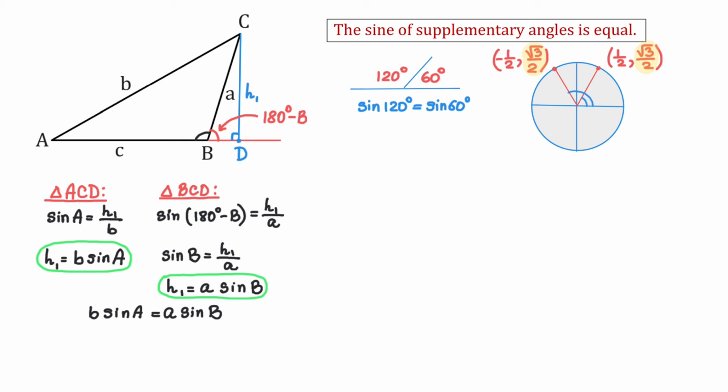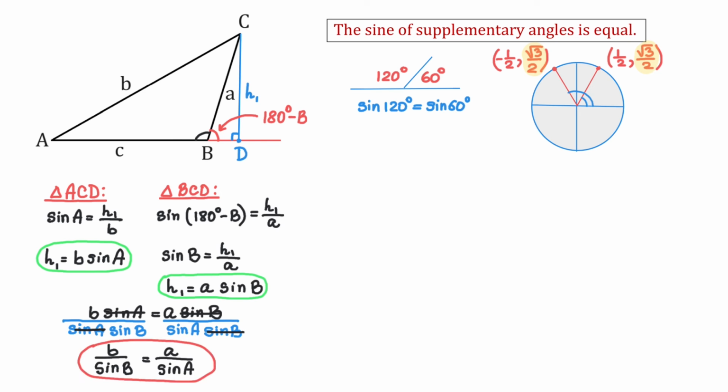Then in the next step we will divide both sides by sine of A, sine of B. Then on the left side we will cancel sine of A, and on the right side we will cancel sine of B. And what we have now is B over sine of B equals A over sine of A.